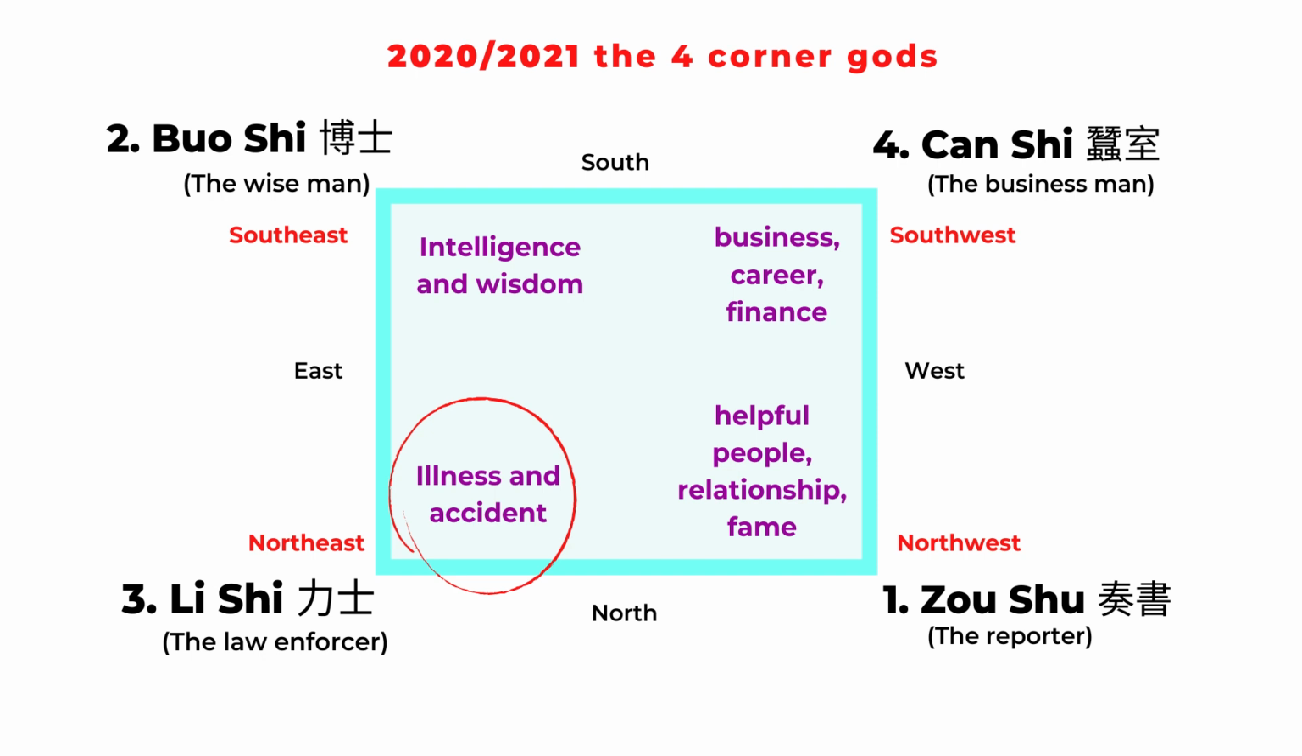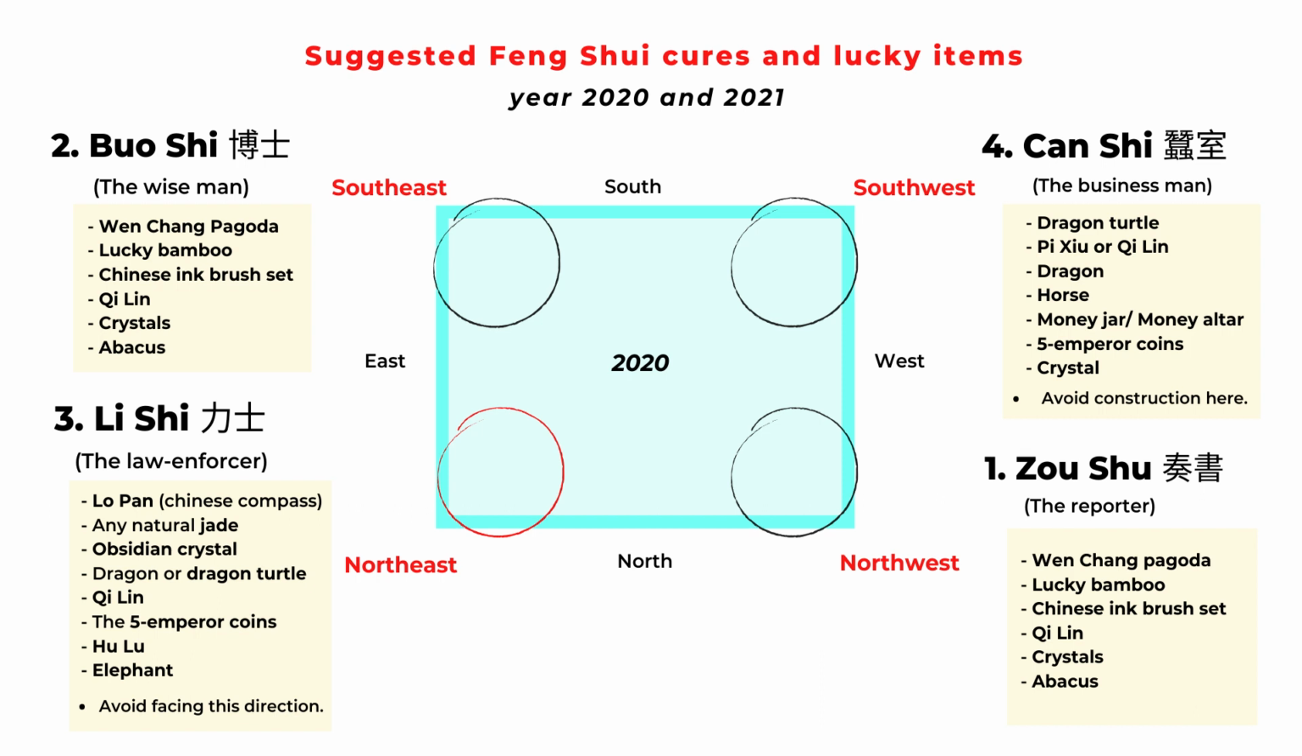Now we know the locations of these 4 corner gods and their meanings. We can set up our Feng Shui accordingly with some cures or enhancers. First, we look at the northwest corner and the southeast corner, the 咒书 and 博士. Both are very similar. Both are related to intelligence, documenting, reporting, popularity, and fame. So you can use the same Feng Shui enhancers here.